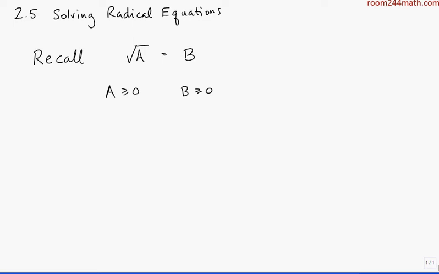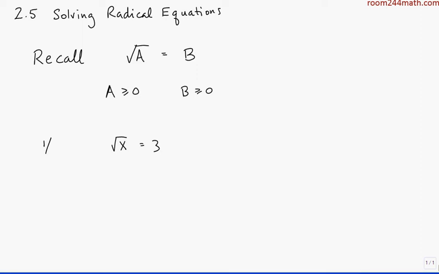A root, recall, is just a solution to an equation. But it's always a good idea with radical equations to check and to see if what you have claimed is true really makes sense. And I'll give you a couple of very, very simple examples just to show you what can go wrong.